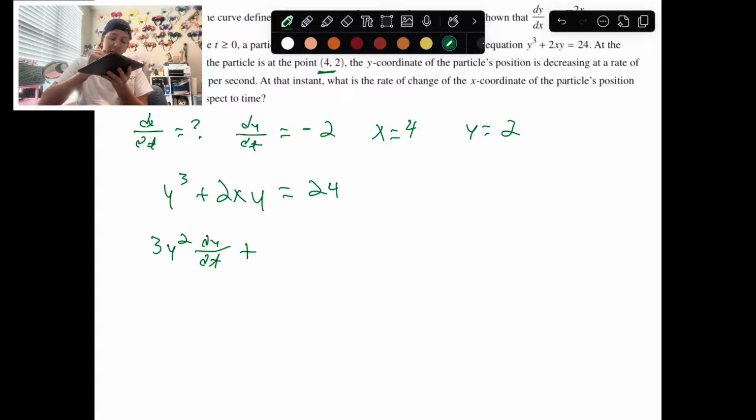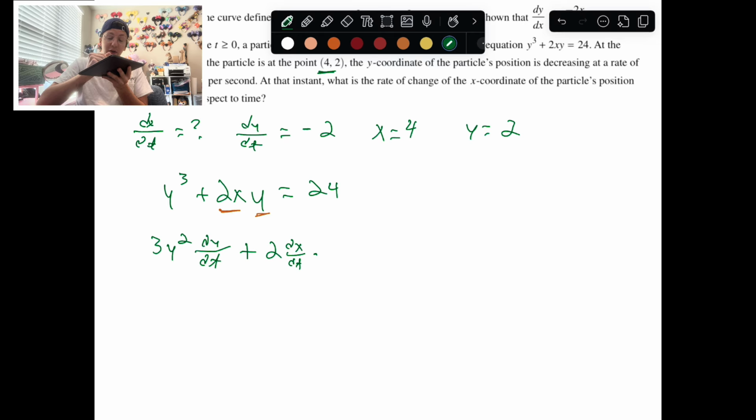And then we're doing plus, okay, we have 2xy. That is going to be a product rule because we have multiplying. Our first function is going to be that 2x. Our second function is going to be that y. So we need to do the derivative of the first, so the derivative of 2x, that is going to be 2. Don't forget dx over dt.